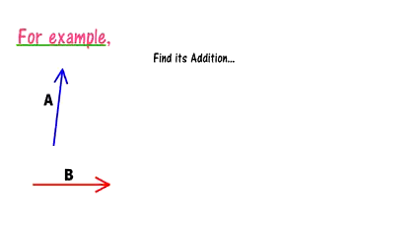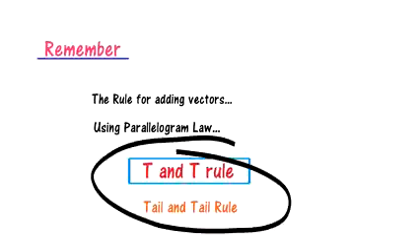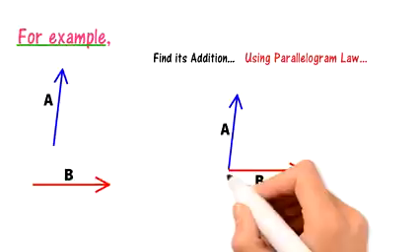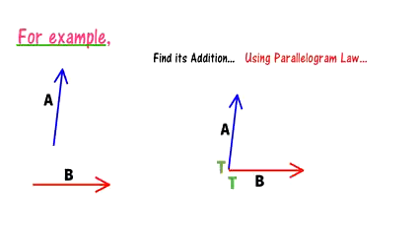So for example, if I have two vectors A and B, and someone is asking me to find the addition by the parallelogram law, I will take vector A. Now I am not using the tail of vector B to join it with the head of vector A. I am using the tail and tail rule. I am taking vector A and vector B, and I am joining the tail of vector B with the tail of vector A. And now I am taking the resultant vector, and also keep in mind, the tail of the resultant vector will be joined with the tail of vector A and vector B, and I am getting this resultant vector, and it is giving me A plus B.